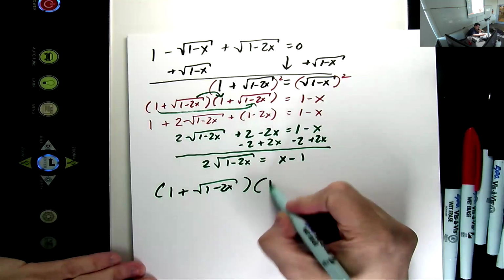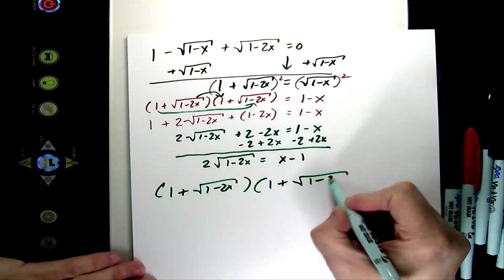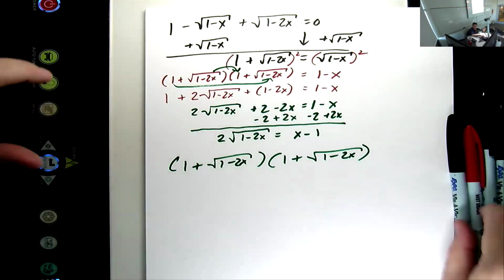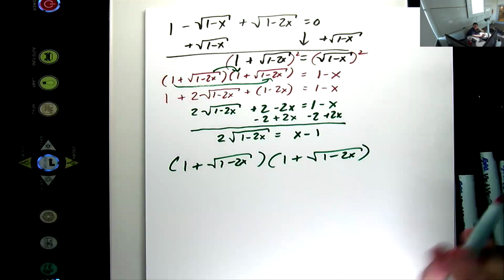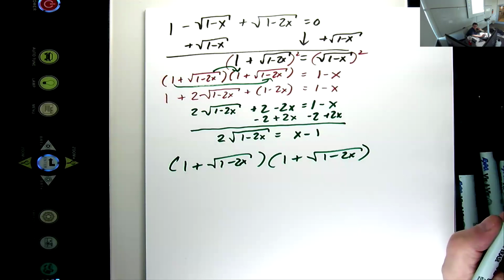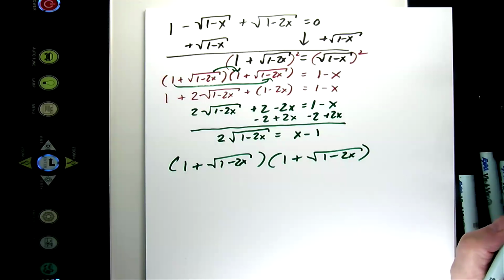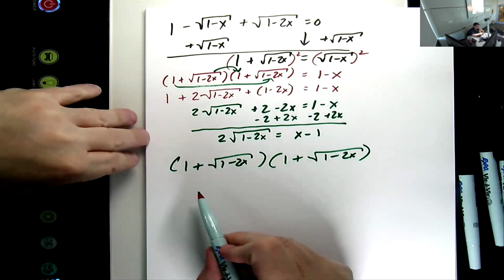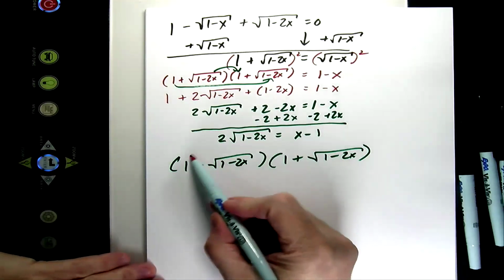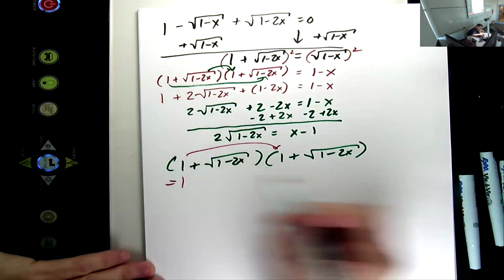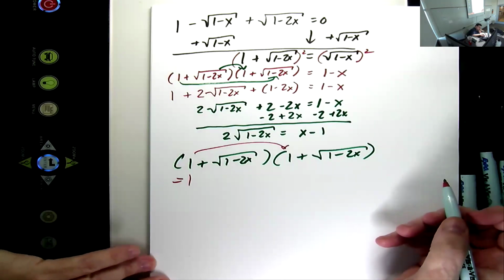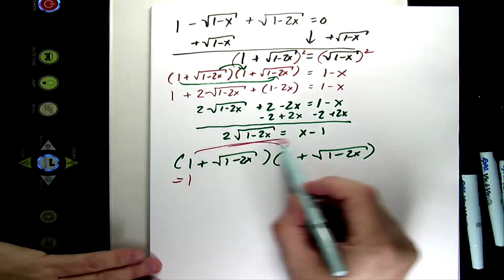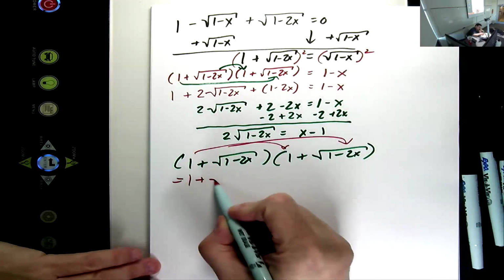Okay, I'm gonna show it out. Okay. Now I'm gonna make you show me. How do I distribute this? Because I know you know how to distribute. Yeah, you're just not seeing something that's there for you. So what do I have to do to distribute? 1 times 1 gives me a 1. Right. And then 1 times the square root 1 minus 2x. That gives me this.